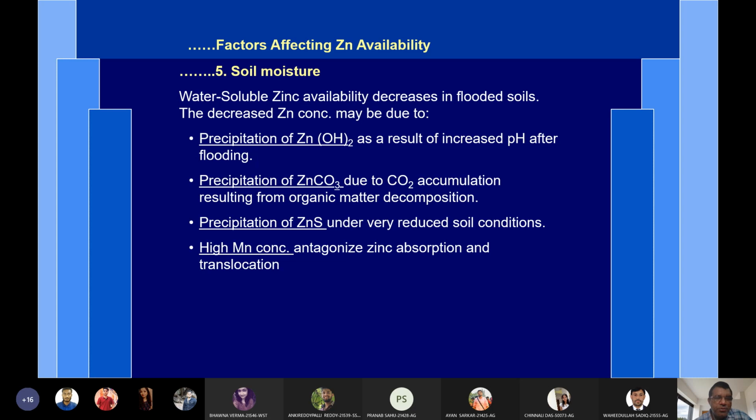Precipitation of zinc carbonate due to carbon dioxide accumulation resulting from organic matter decomposition. So this carbon dioxide released due to organic matter decomposition will interact with zinc and convert it to zinc carbonate. And precipitation of zinc sulfide, and high manganese concentration antagonizes zinc absorption and translocation. So you will get reduced availability of zinc under flooded conditions.